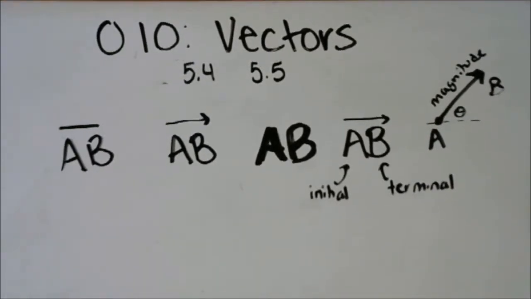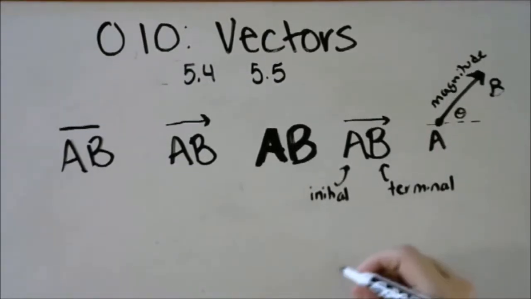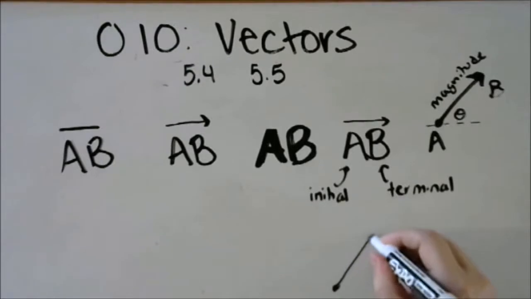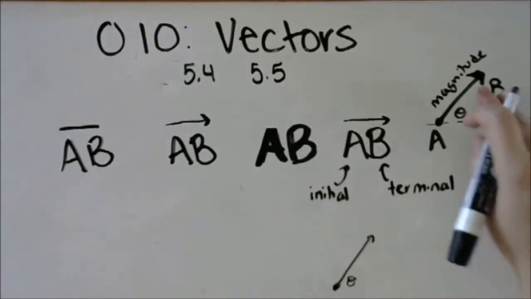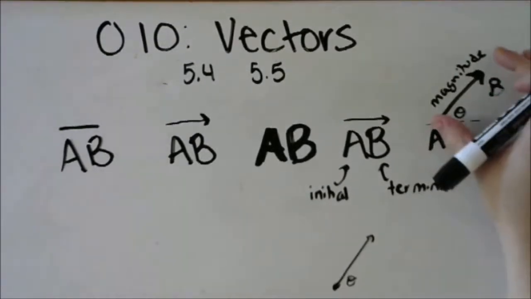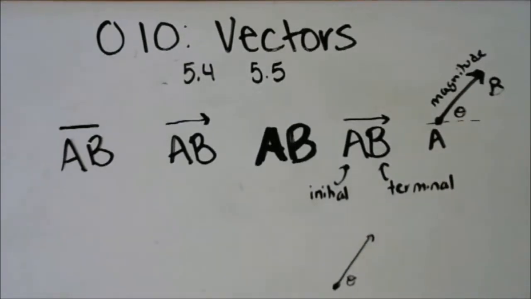So for two vectors to be the same, they don't actually have to begin in the same place in space. This vector here, assuming that I've drawn it with the same magnitude and same direction, is considered equal to this vector here, since they can be translated to be on top of each other.